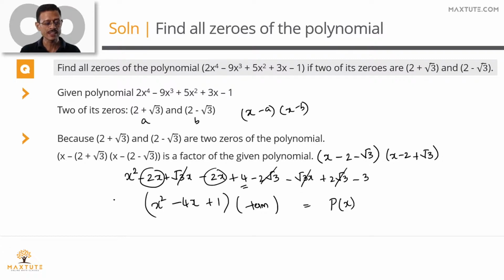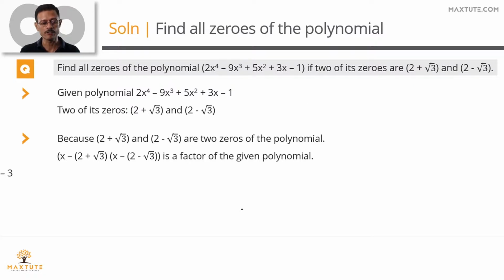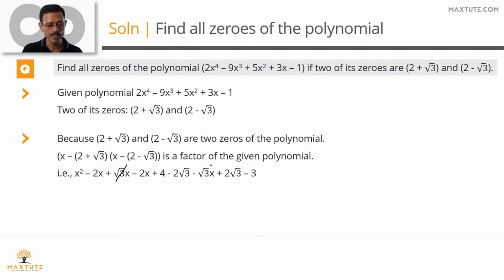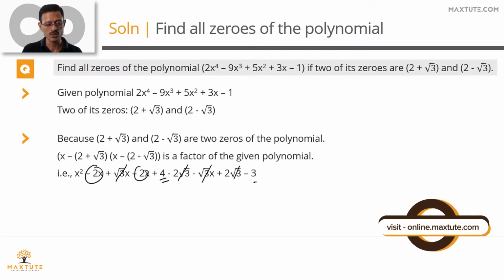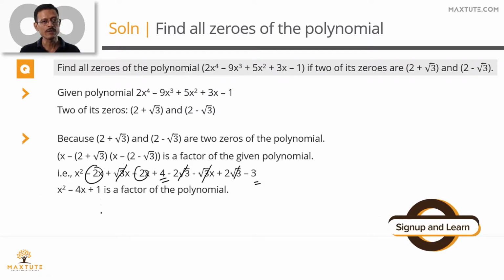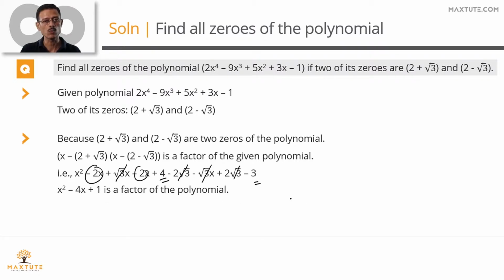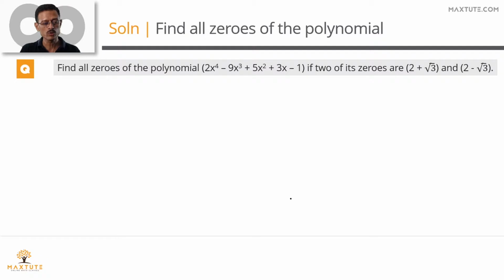But before doing that, let's quickly get to this point in a printed form. We have expanded this term, so we ended up with 9 terms. Let's cancel whatever can be cancelled: plus root 3x and minus root 3x, minus 2 root 3 and plus 2 root 3. Club the x terms together and club the constants together. So we ended up with x square minus 4x plus 1 as a factor of this polynomial. As I mentioned, the next step is to divide this polynomial by x square minus 4x plus 1 and find out the quotient. We'll do it through the long division method.